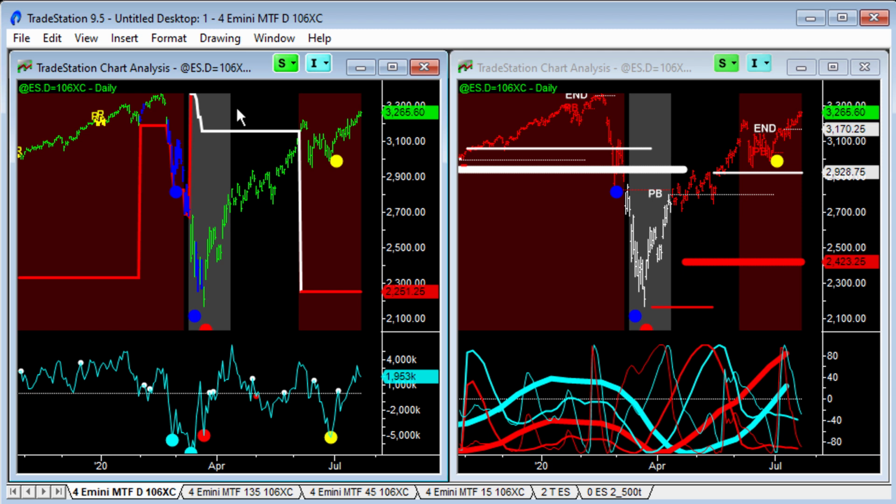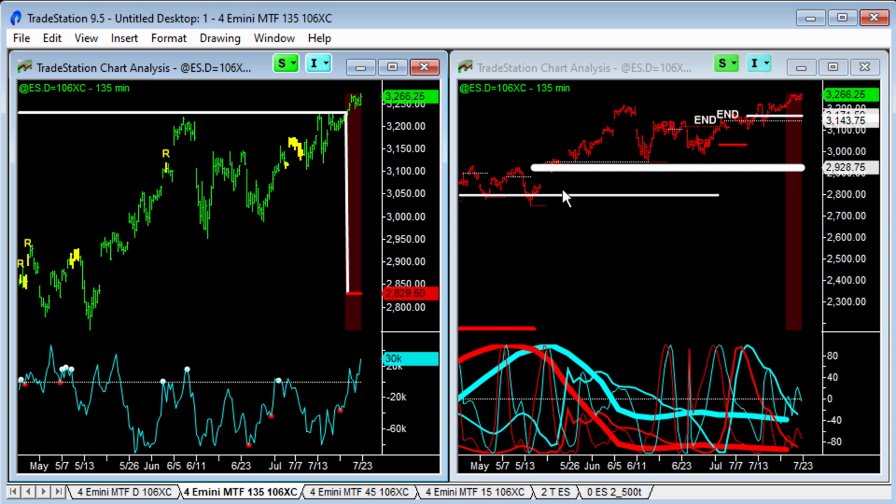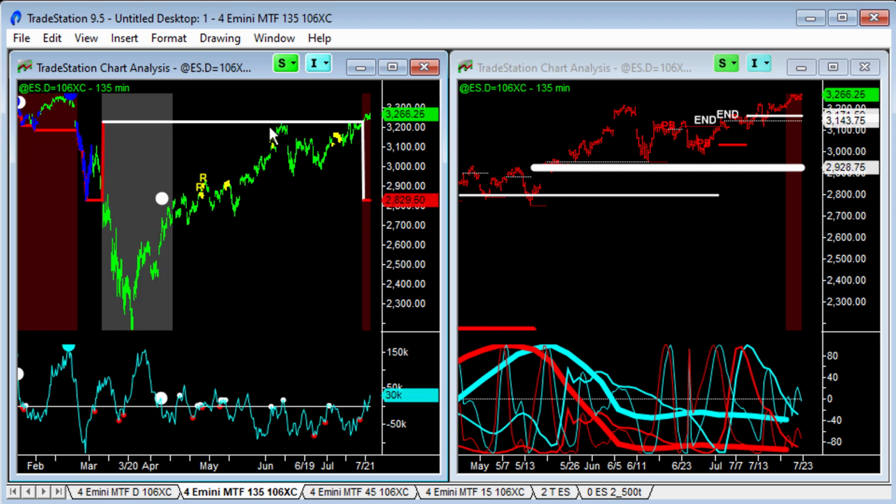So then we roll down to the next time frame down, the 135-minute chart, and you can see here that was that important gap fill level, and we busted through there.